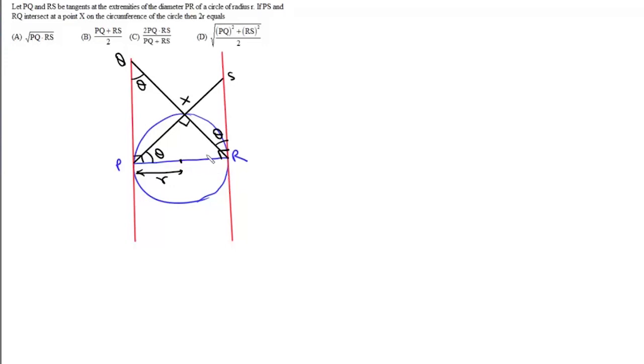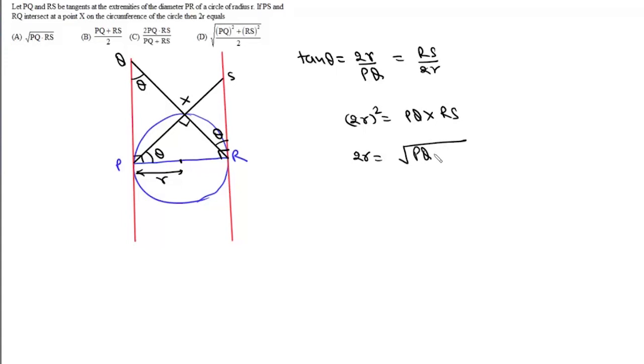Now if we write tan theta in this triangle QPR, then tan theta will be equal to PR, which is 2R upon PQ. And we can also write tan theta in this triangle PRS, and in this case tan theta is simply RS upon 2R. Now from here we can say 2R square is equal to PQ into RS, or simply 2R is equal to under root of PQ into RS, and that's your option A.